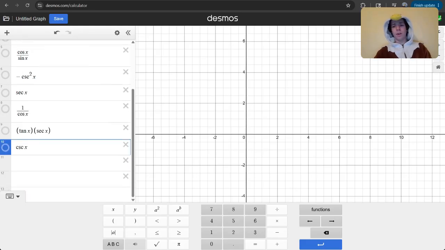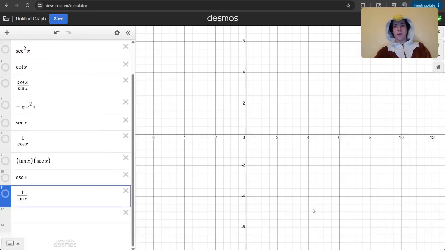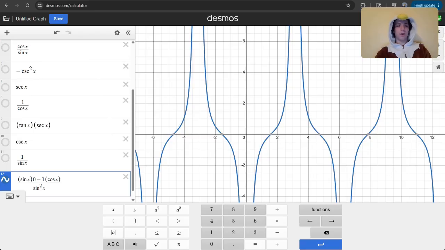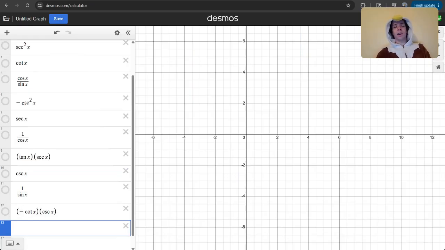And then finally cosecant x, it's going to equal 1 over sine x. And then the quotient rule: sine of x times 0 minus 1 times cosine x over sine squared x. So we have minus cosine x over sine squared x. And then we can factor out a sine x to get this expression. And this equals negative cotangent, and this is cosecant. So that's the derivative of cosecant x. It's negative cotangent x times cosecant x.